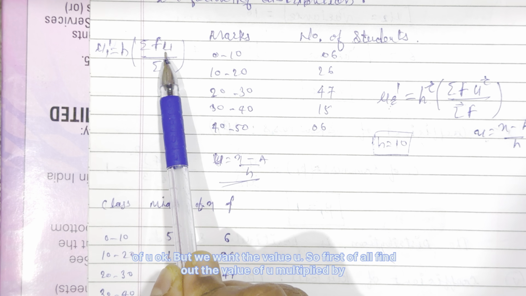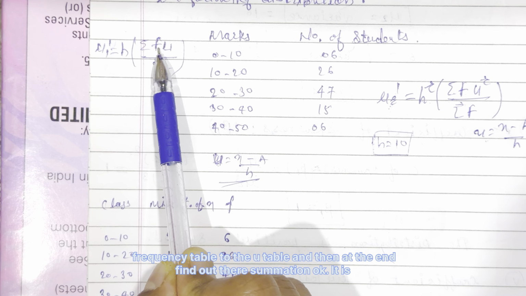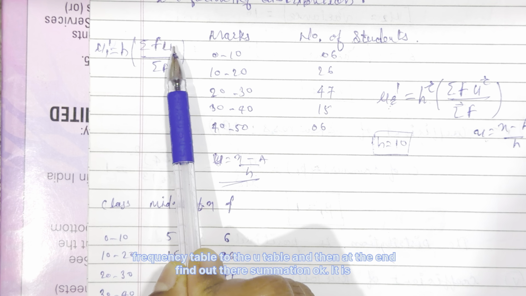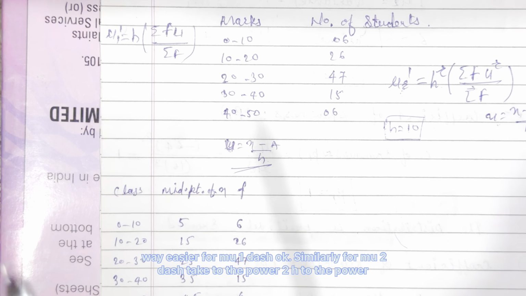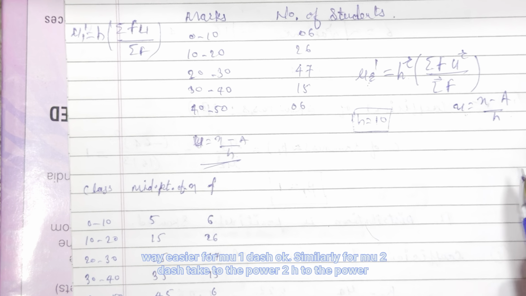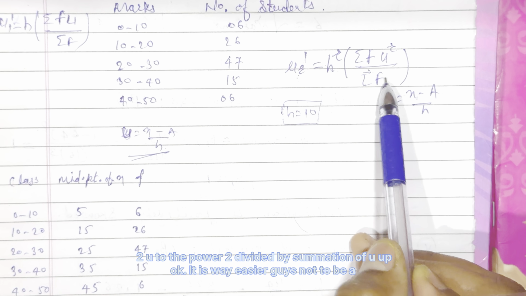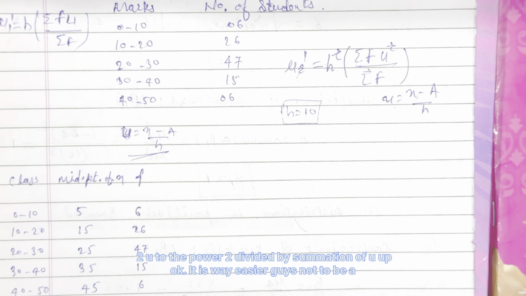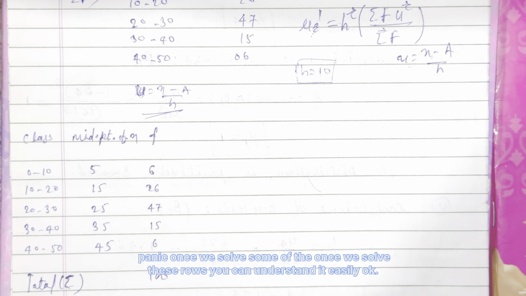But we want the value of u, so first of all find out the value of u, multiply the frequency table by the u table, and then at the end find their summation. It is way easier for mu1 dash. Similarly for mu2 dash, take the power 2: h to the power 2, summation of f u to the power 2, divided by summation of f. It is way easier guys, no need to panic. Once we solve these rows, you can understand it easily.